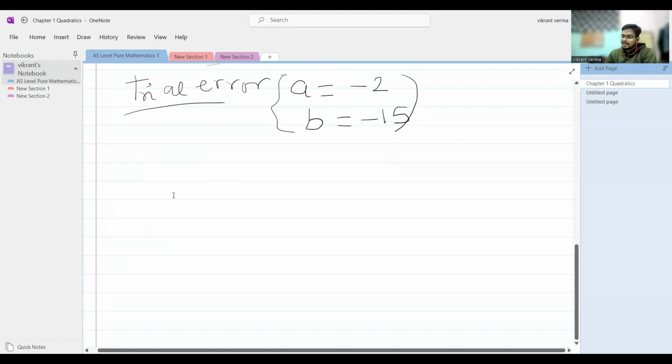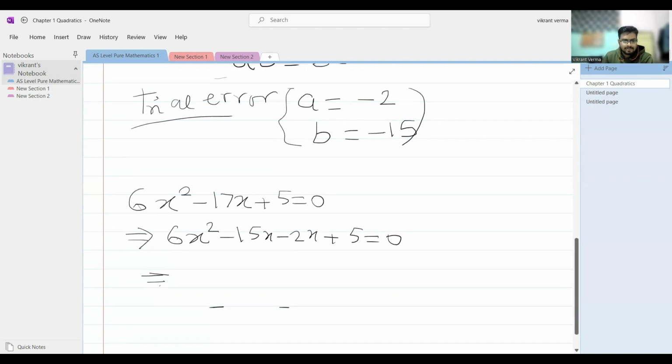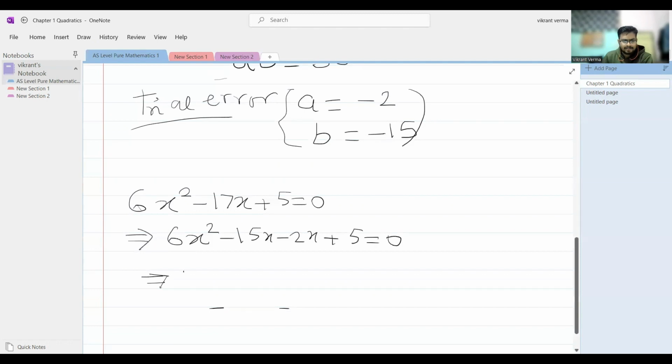So the next step is we will write this entire equation. Now in the second step, 6x squared, write this minus 17x as the sum of these two terms plus 5. If it equals 0, then in the next step I can take 3x common. It will become 2x minus 5 when I take 3x common from these two terms. Then I take minus 1 common, then it will become 2x minus 5 equal to 0. That is the correct thing.